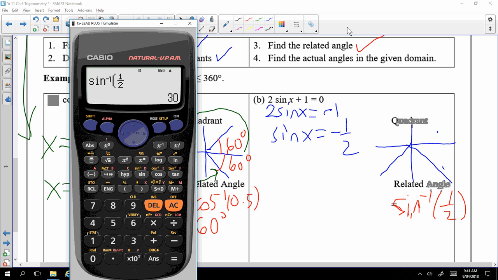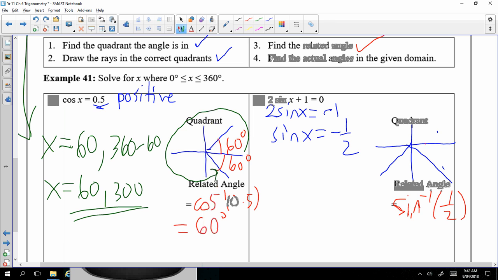The negative just tells you what quadrant it is in. It has got nothing to do with the related angle. The related angle depends on the half, not on the negative. The negative just tells you it's in the third and the fourth quadrant. And the last step, once you get the related angle, is very easy to do. You just have to go around in circles.